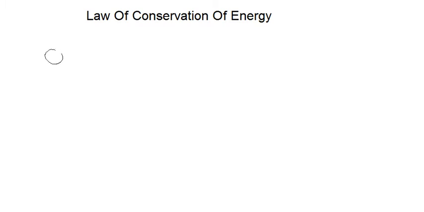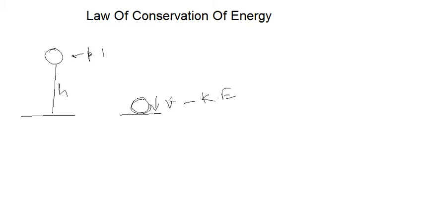Take a ball and drop it from a height h. You will see that at the surface of Earth the ball acquires a velocity. It means here it had some potential energy which converted into kinetic energy. It means the form of energy is changed here.